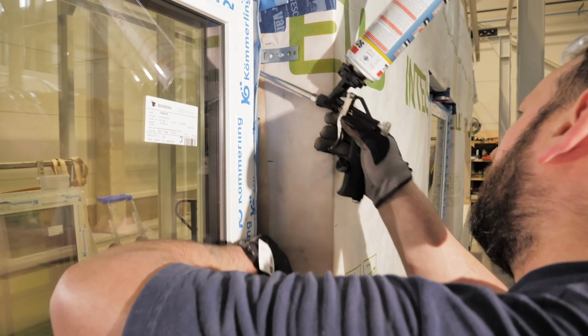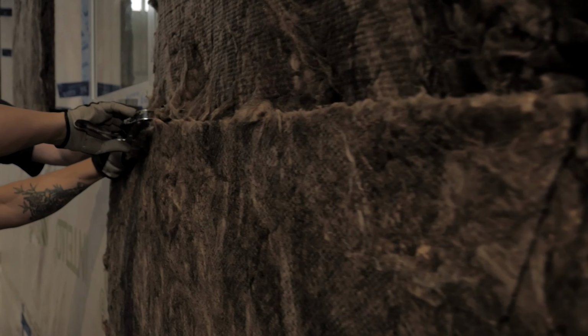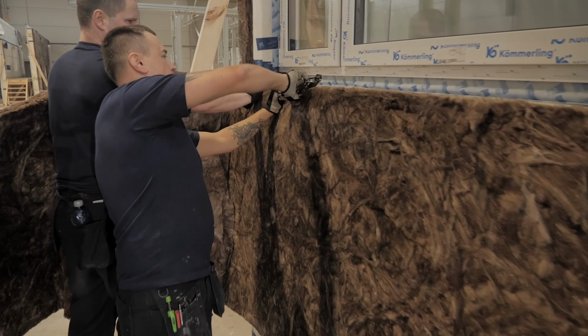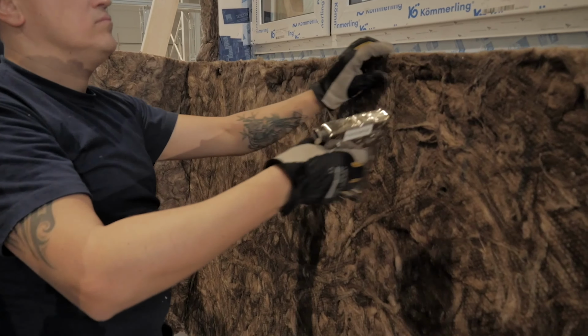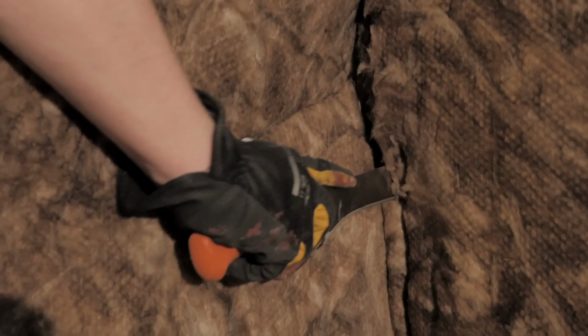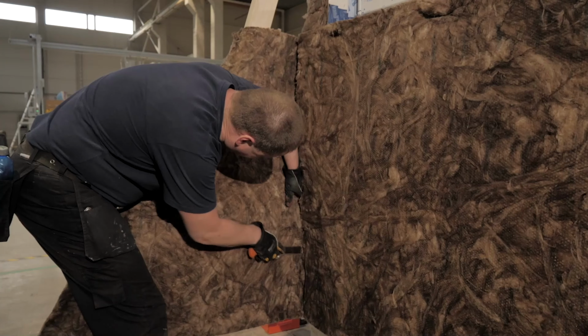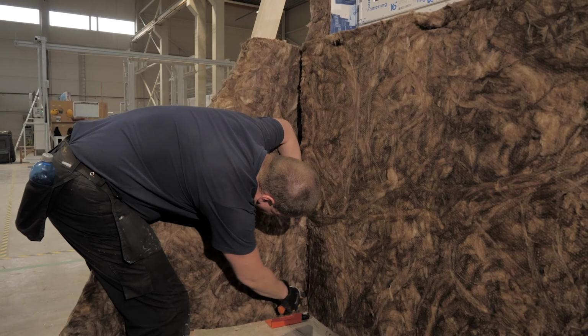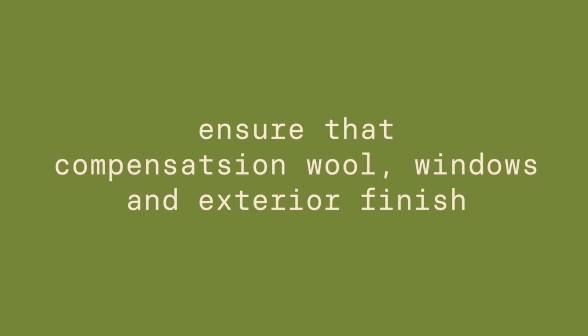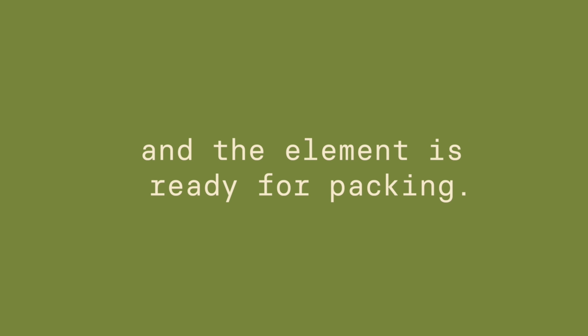Position the wool on the wall element by ensuring that it covers the intended area without any gaps. Secure the wool using appropriate adhesive or mechanical fasteners, and make sure it is firmly attached and evenly distributed. Trim any excess wool and make any final adjustments to ensure the wool is properly installed. Perform a final inspection of the element. Ensure that the compensation wool, windows, and exterior finish are installed correctly and secured in place, and the element is ready for packing.